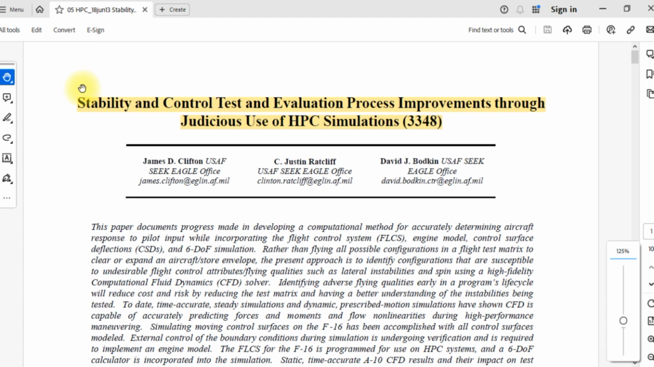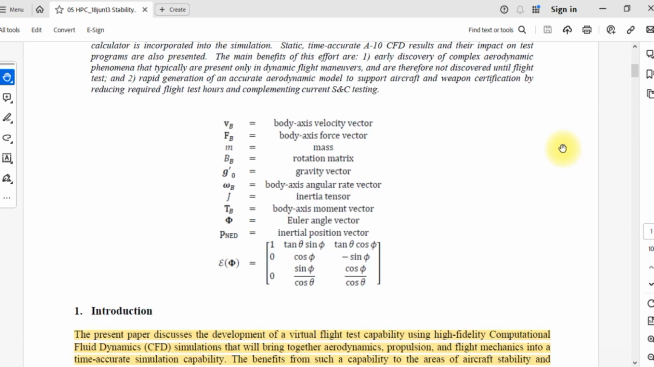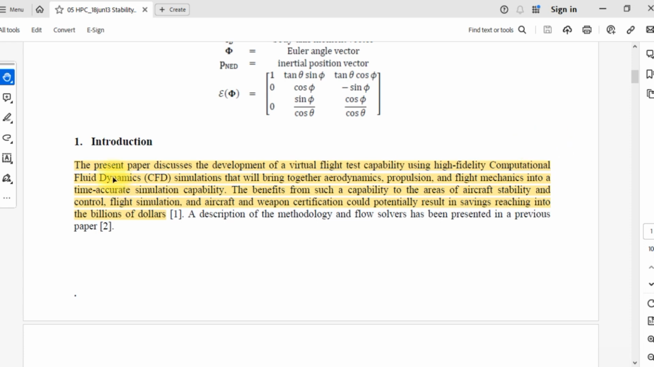This is another document I found. Stability and control tests and evaluation process implemented through jurisdiction, use of HPC simulations. I believe this has to do with helicopters. The present paper discusses the development of virtual flight test capability using high-fidelity computational fluid dynamics simulation that will bring together aerodynamics, propulsion, and flight mechanics into a time-accurate simulation capability. The benefits from such a capability to the areas of aircraft stability and control, flight simulation, and aircraft and weapon certification could potentially result in savings reaching into the billions of dollars.